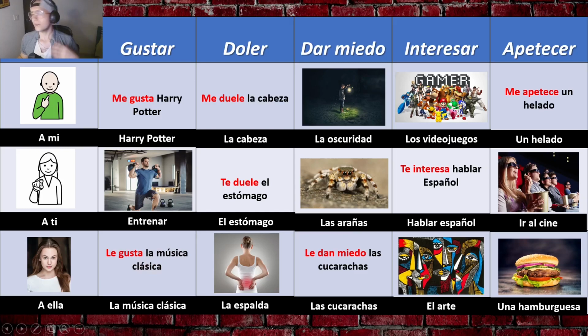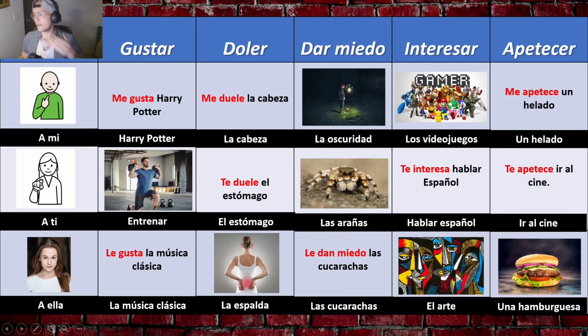And let's say, you feel like going to the movie theater. We say, a ti te apetece ir al cine. Very good. Now, why don't you try to do them yourself, okay? I'm gonna give you the cue. I give you five seconds, and then I give you the answer. For example, let's say, I am afraid of the darkness. That's what la oscuridad means, the darkness. So, a mí, dar miedo, la oscuridad. Come on.